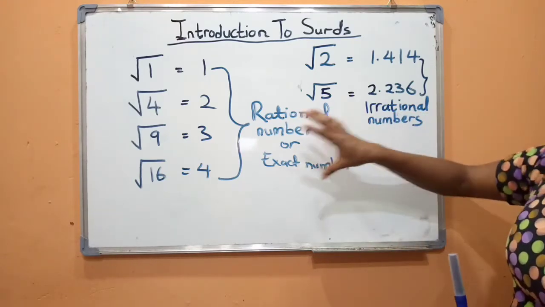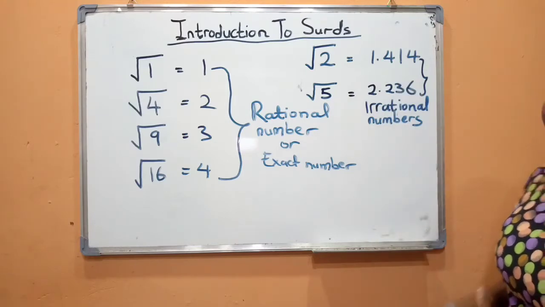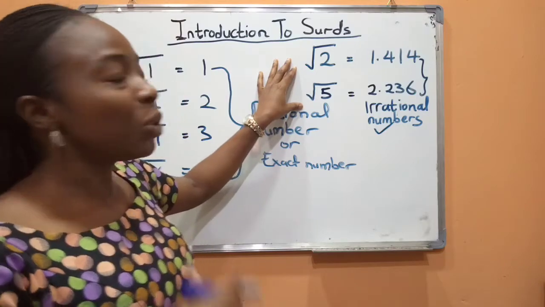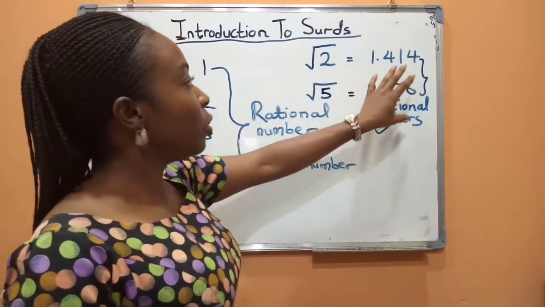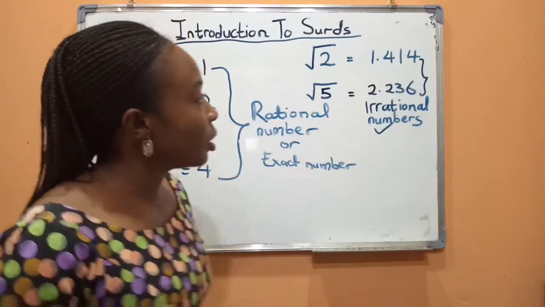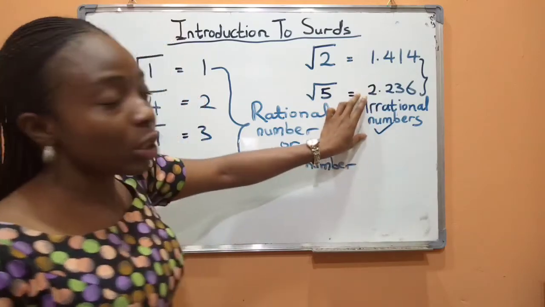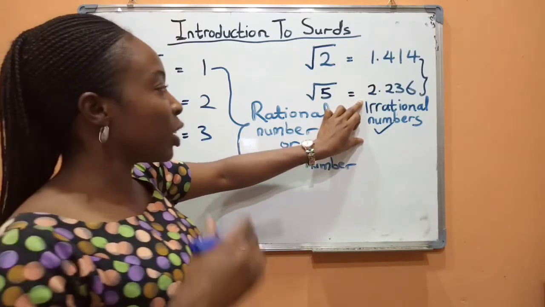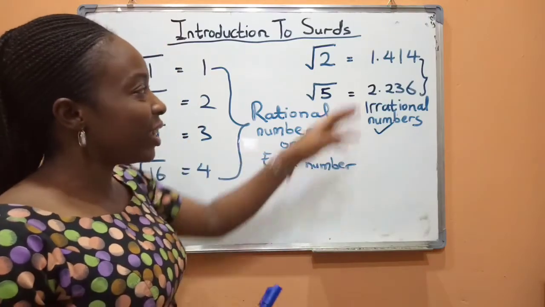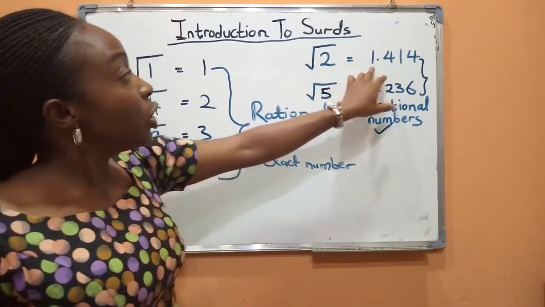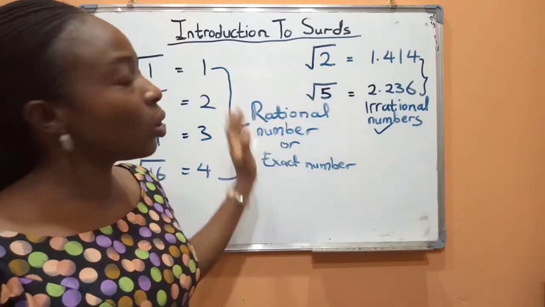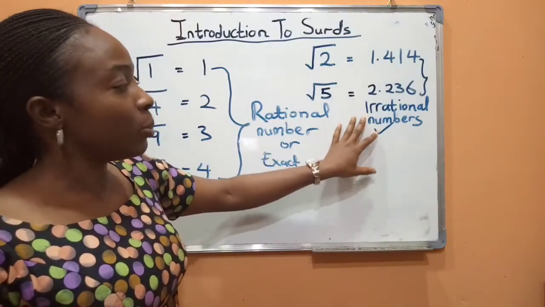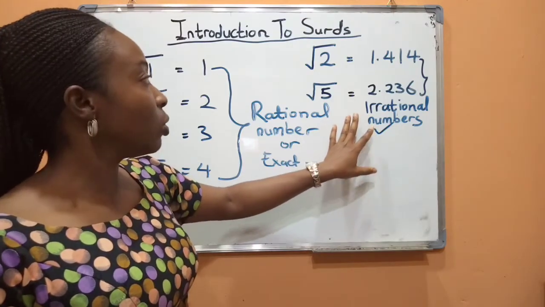So now that we've understood these, surds are simply numbers that when you further simplify them, you cannot get a whole number. You end up getting decimal numbers. And these decimal numbers, we can equally call them irrational numbers, okay? Because they do not appear as whole numbers. We don't get the exact numbers. It's continuous. So that's exactly what surds are. So we can simply say surds are numbers that when simplified, we get irrational numbers.